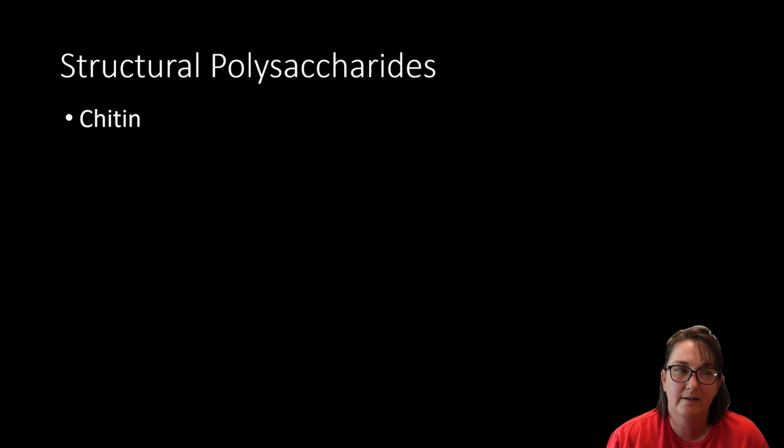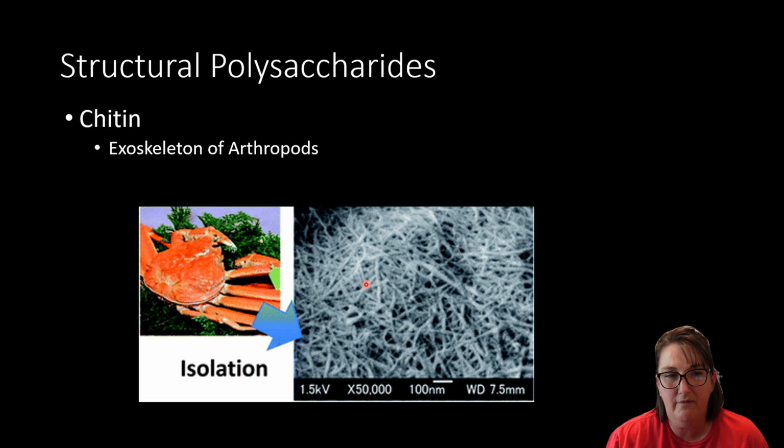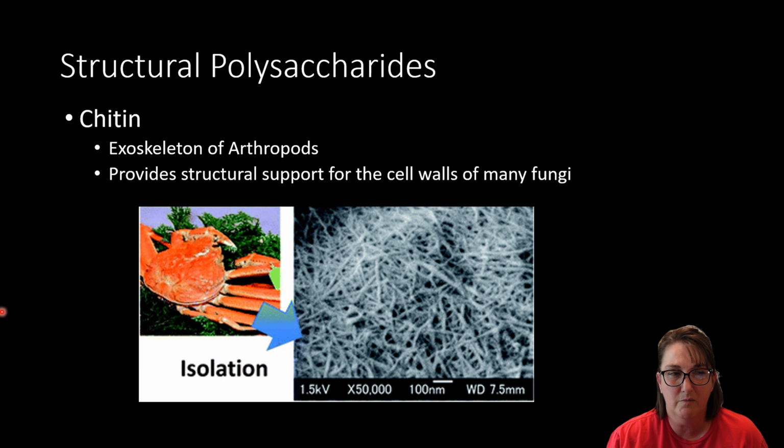Okay, chitin. This is going to be found in exoskeletons of arthropods. So it's going to be a fibrous structure. It gets really hard. Some arthropods will have to shed their skin, so their shell will fall off, and then they have to regrow their chitin exterior again. This is going to provide structural support. You also find some in fungi.